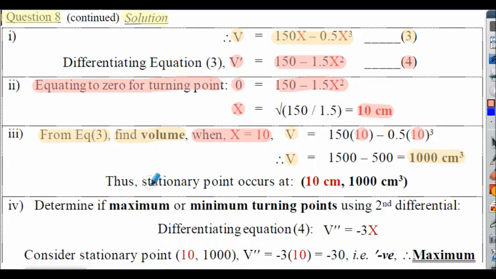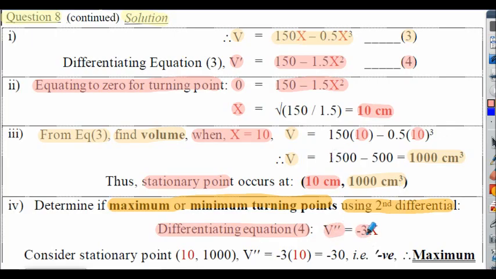So now we have our stationary point. Here is at 10 centimeters. That will be on the horizontal axis if plotted. And the volume of 1000 centimeters cubed would be on the vertical axis. And finally, to determine the maximum or minimum, we're going to use the second differential. So differentiating equation 4 above, we get our second differential V double dash, d2V by dx squared in this case.